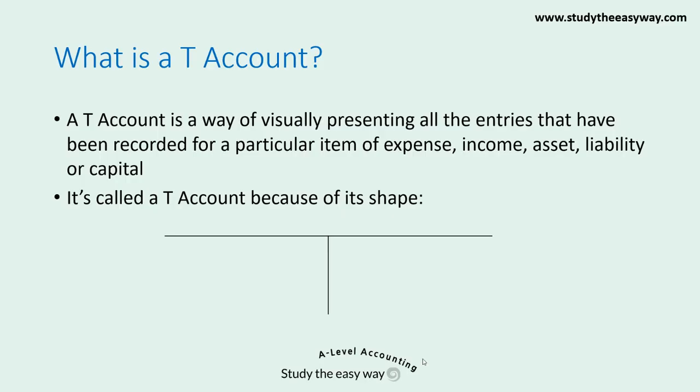Double entry uses T accounts to record the entries. T accounts are a way of visually presenting all of the entries that have been recorded for a particular item of expense, income, asset, liability, or capital. They're called T accounts because of their shape, a capital T. The account name is recorded at the top of the account. Debit entries are recorded on the left-hand side, and credit entries are recorded on the right-hand side.